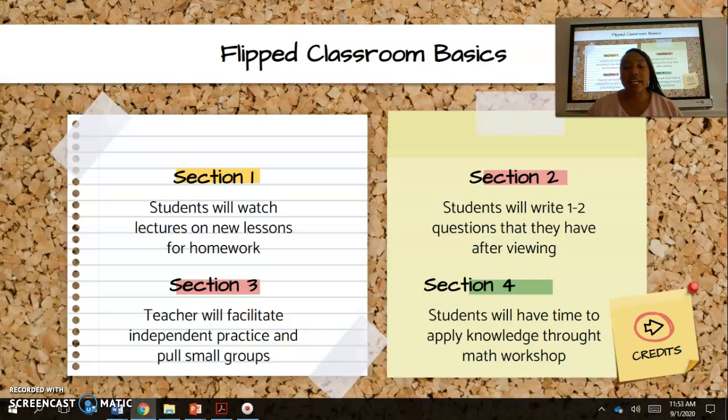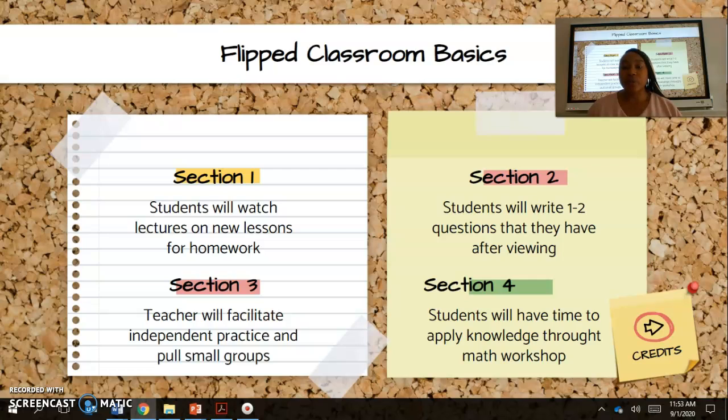Afterwards, I'm going to facilitate their independent practice or their homework and put students into small groups where they can learn from each other, as well as have quality time with me, one-on-one or 2-to-1, so that they can get the help that they really need, and we can really get to the bottom and make sure that they are understanding the content through this virtual time.